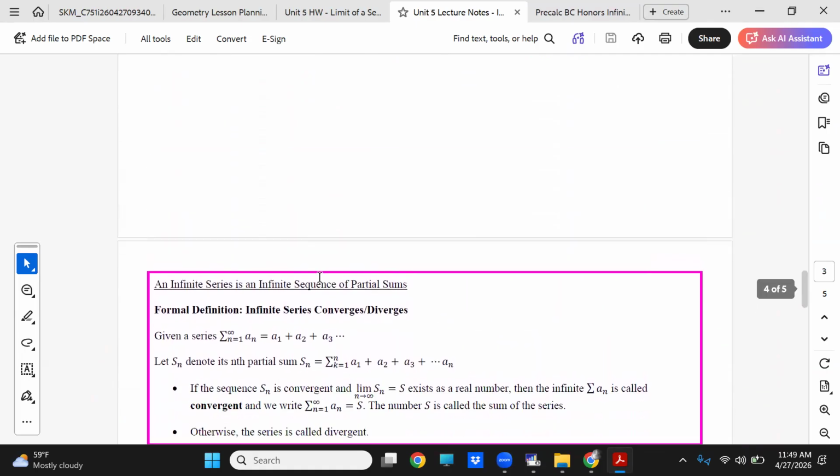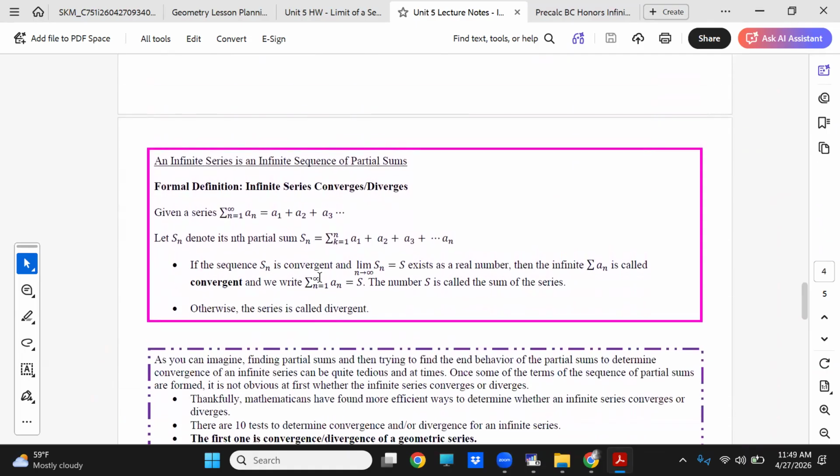Okay, so on page 4 here: infinite series and the infinite sequence of partial sums. Okay, that's what it is. Infinite sequence of partial sums. So, the formal definition of infinite series convergence and divergence: given a series, as you see there, let S sub n denote the nth partial sum. Fine, that's what we have.